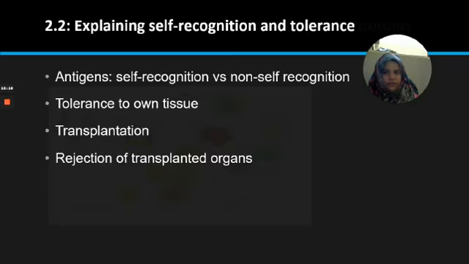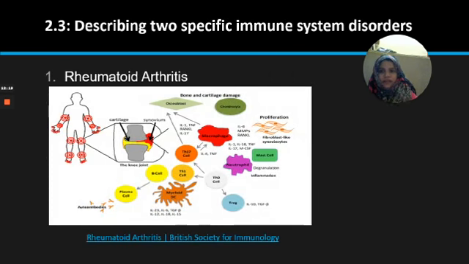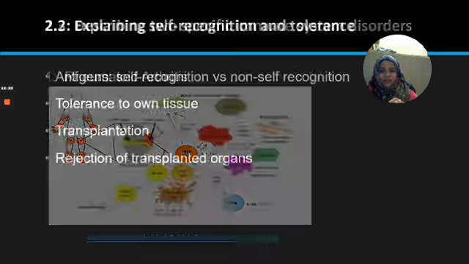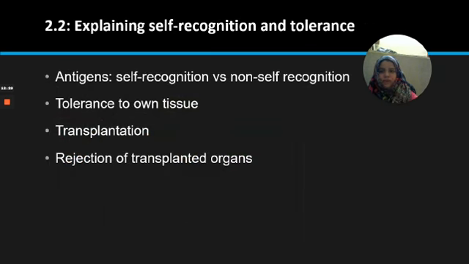My next question is describing two specific immune system disorders. There is rheumatoid arthritis. The diagram shows this.